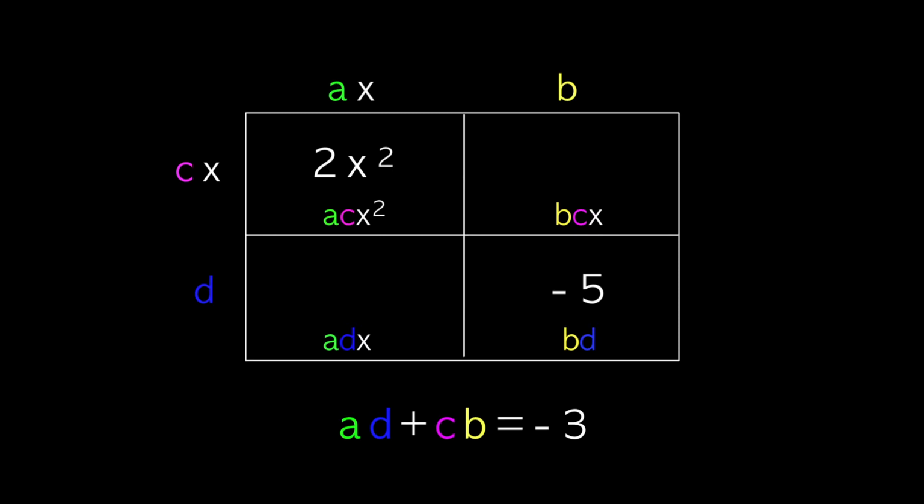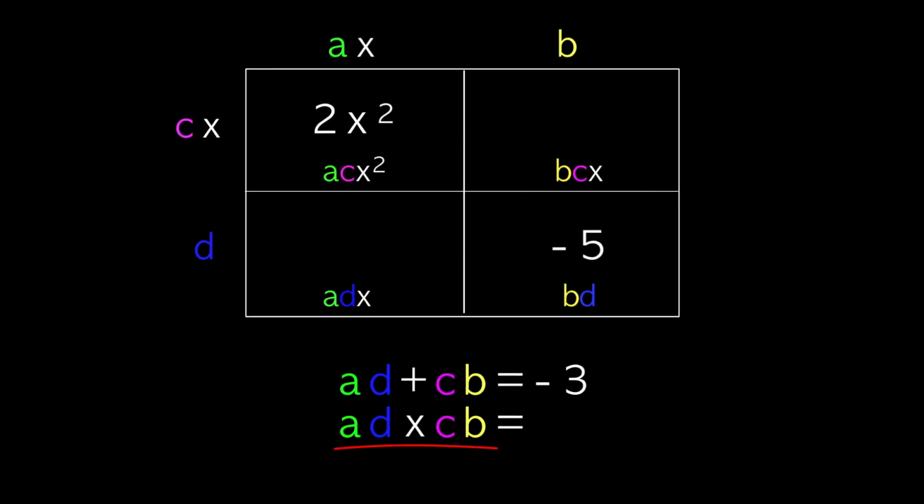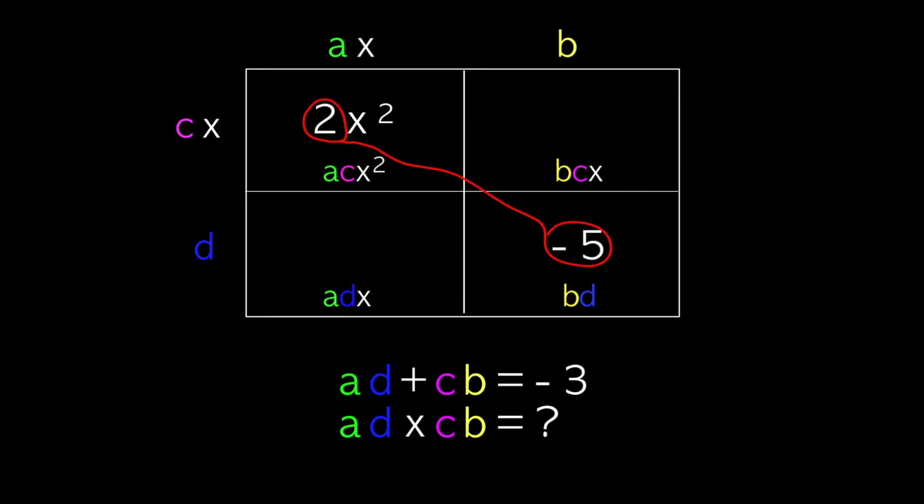But this is not enough information to figure out what AD is or what CB is, so we'll have to find one more relationship between the two terms. So what's the second relationship? The second relationship is AD times CB. But what does AD times CB equal? Well, if you look back at the box in variable form, AD times CB is equal to AC times BD. They're both equal to ABCD. And we know that AC times BD is equal to 2 times negative 5, or negative 10, which means that AD times CB must also be negative 10.